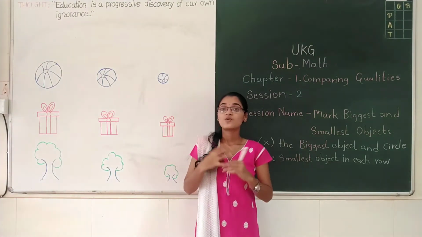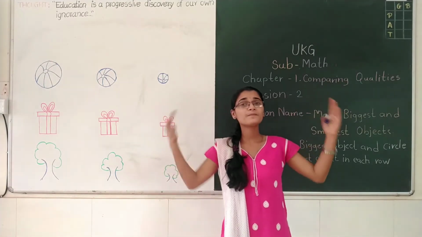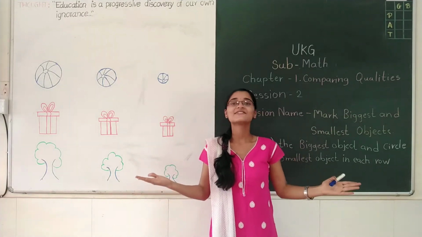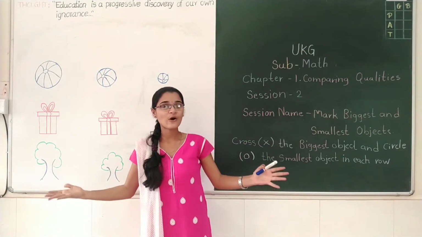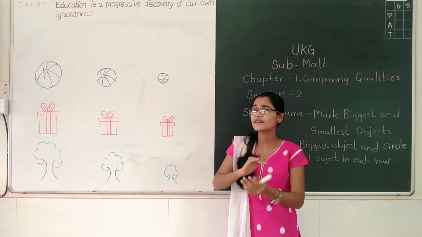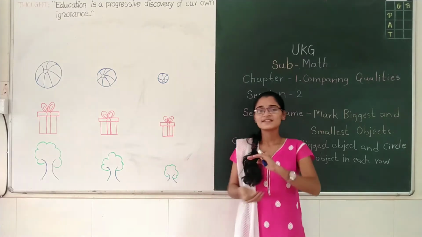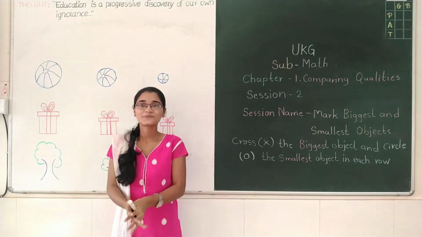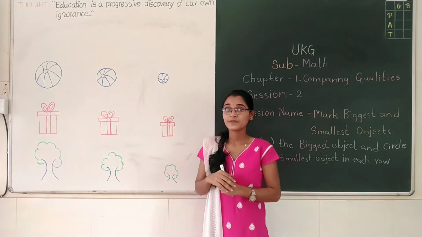So what have we learned? When something is much more big than the rest, then we call it biggest, right? So this ball is the biggest ball. And which ball is the smallest ball? Tell me fast. Very good. This ball is the smallest ball, and this ball is the biggest ball. We have already learned this concept.